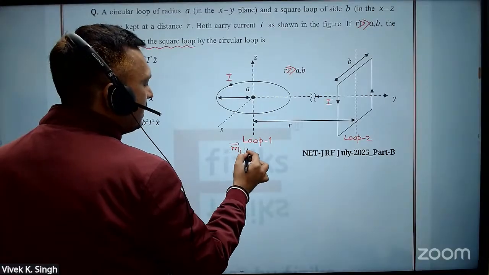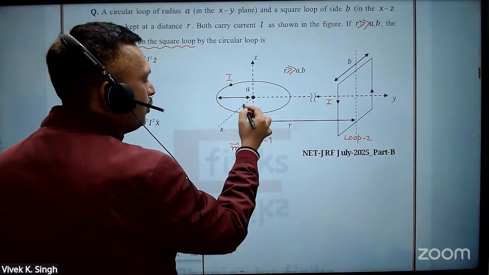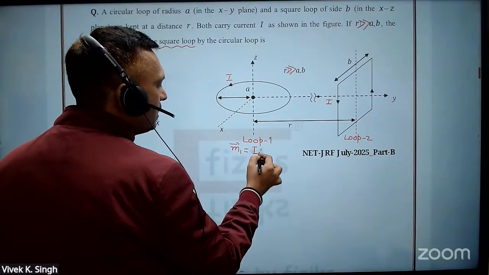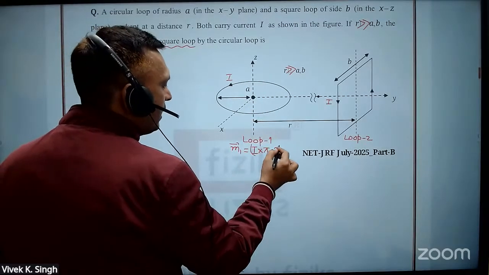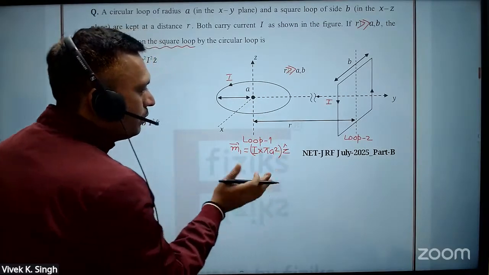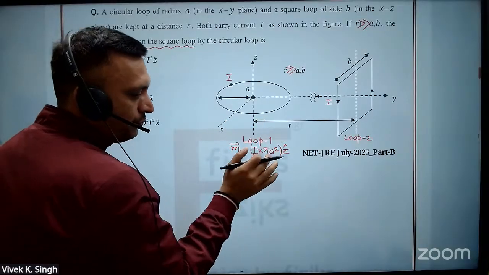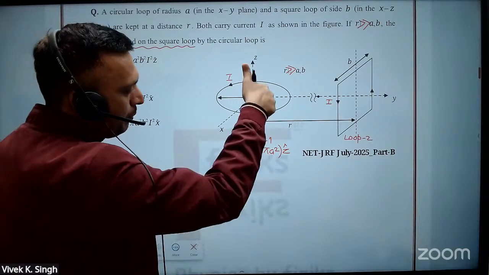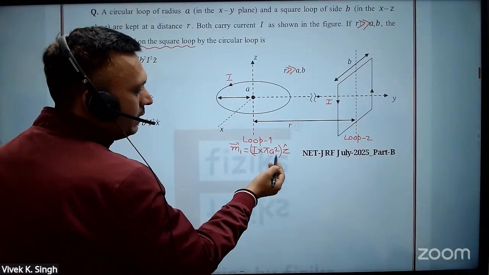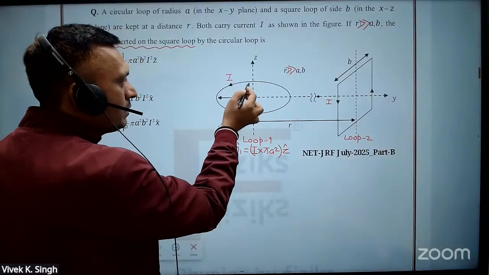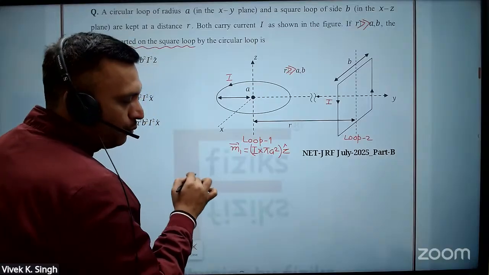M1 is the magnetic dipole moment, that is current into area of the loop. So this is I into pi a square, and its direction will be z cap according to the right hand rule, because if current is flowing in the direction of phi cap, then the dipole moment is in z cap. So using the right hand rule, you can find the direction also. Magnitude is current into area of the loop. So that will be the dipole moment for loop 1.